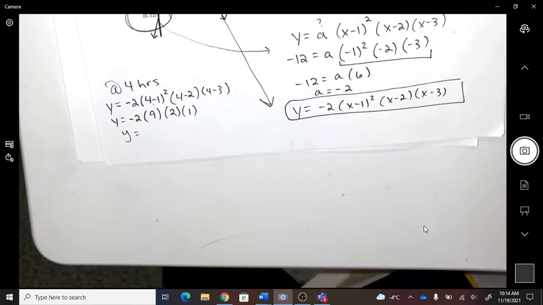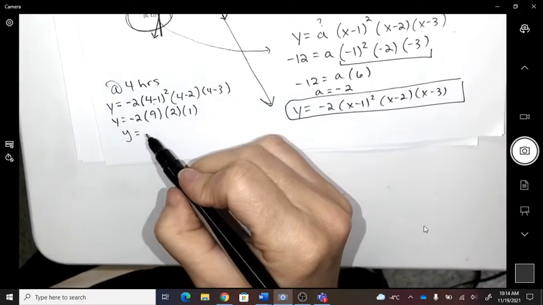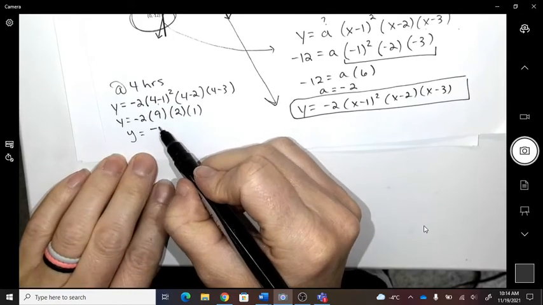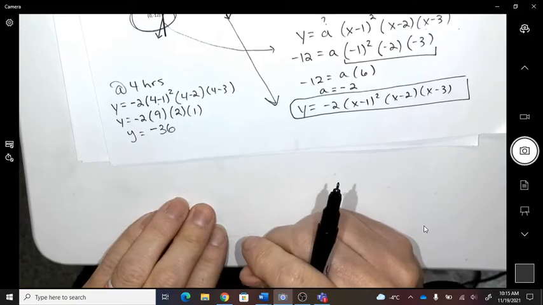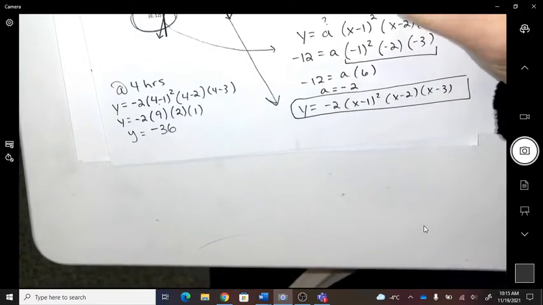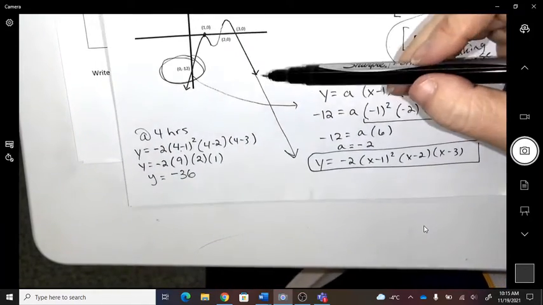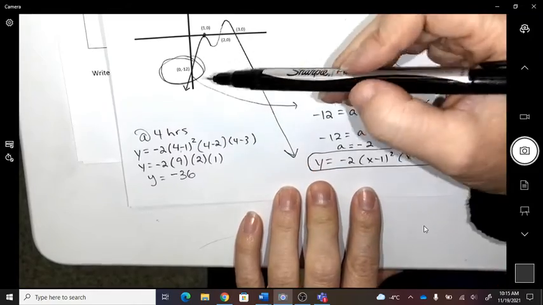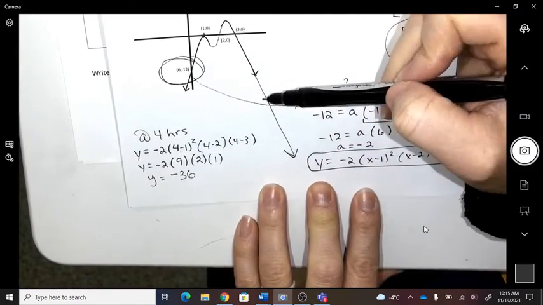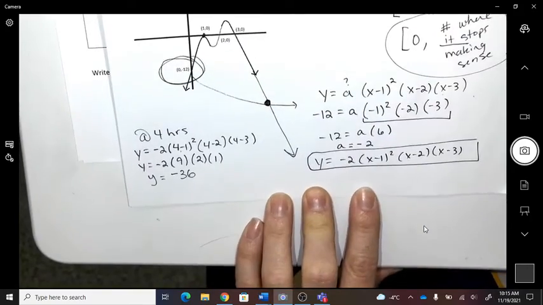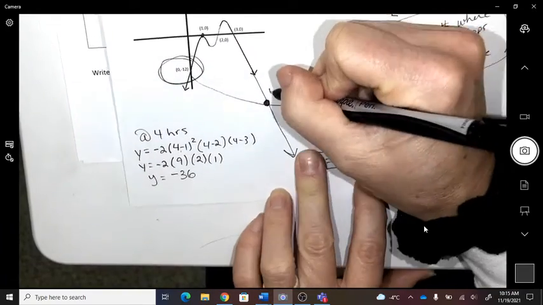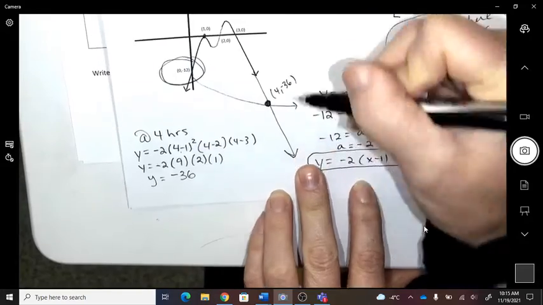Okay, what do we think there? What does that all come out to be? Negative 36? Guess we don't have a Celsius or anything. Okay, does that make sense with this graph? So here I am at 4 hours, right? You have a point way down there. 4, -36.